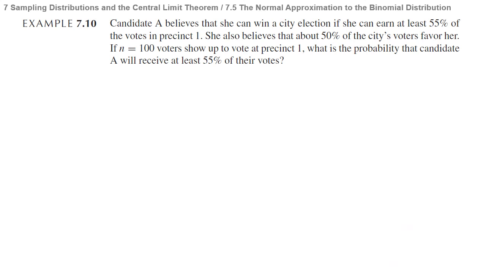To check the usefulness of the normal approximation, let's look at this example first. Example 7.10. Candidate A believes that she can win a city election if she can earn at least 55% of the votes in precinct 1. She also believes that about 50% of the city's voters favor her. If n equals 100 voters show up to vote at precinct 1, what is the probability that candidate A will receive at least 55% of their votes?